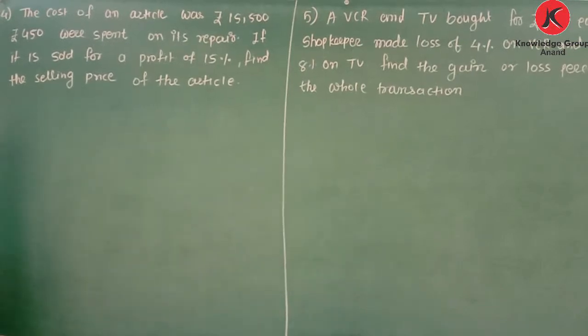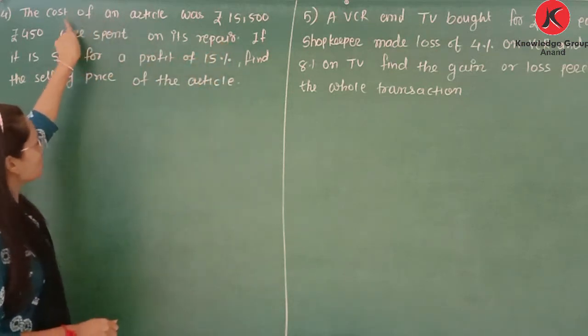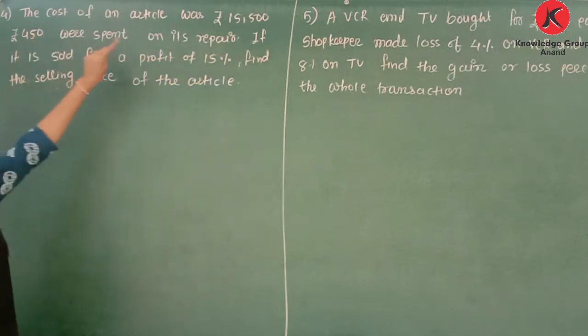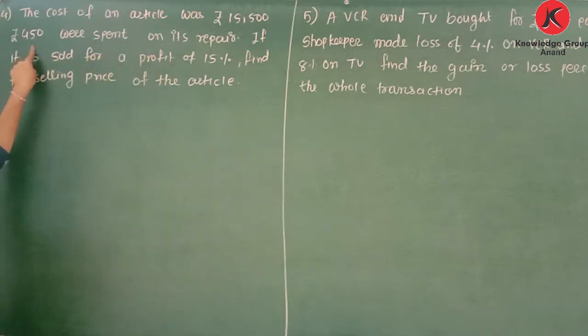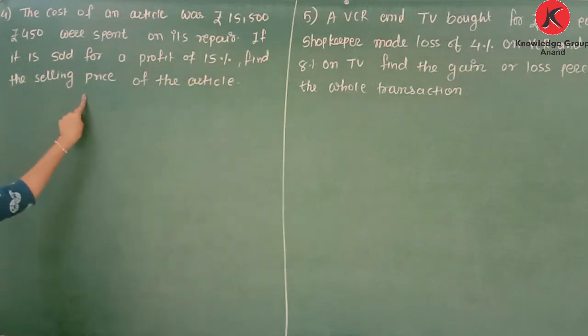Now next one, the cost of an article was rupees 15,500 and rupees 450 were spent on its repair. So article cost price is 15,500 and 450 is the cost of its repair. So what will be the overall CP? That is 15,500 plus 450. If it is sold for a profit of 15%, what is the selling price?